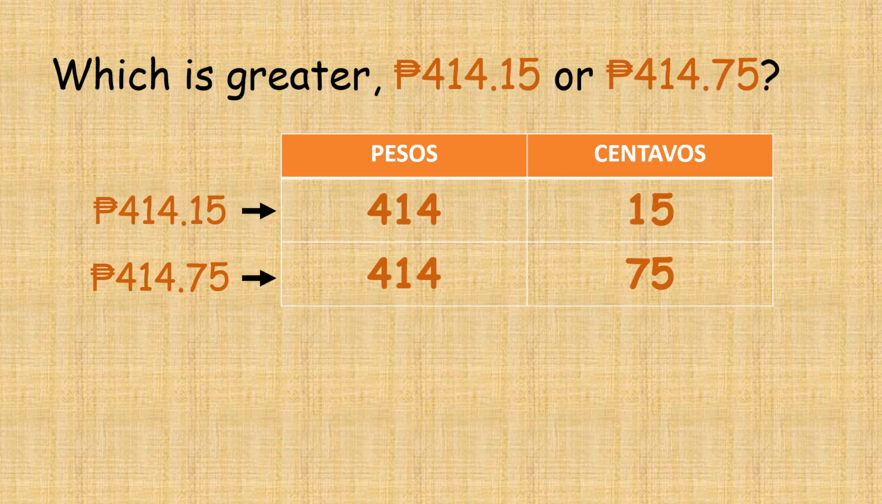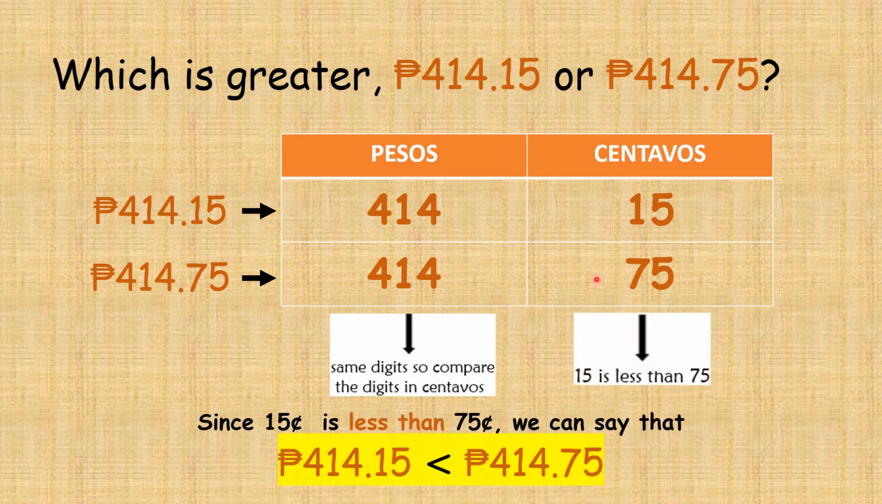For our next example, which is greater, 414 pesos and 15 centavos or 414 pesos and 75 centavos? In this example, we can see that amounts in pesos are the same, which means that what we need to compare are the amounts in centavos. Since 15 is less than 75, we can say that 414 pesos and 15 centavos is less than 414 pesos and 75 centavos.